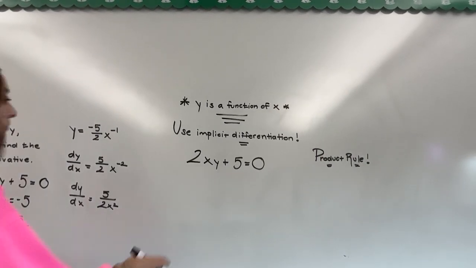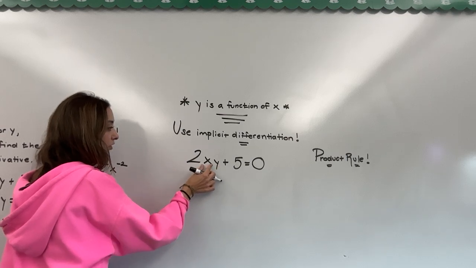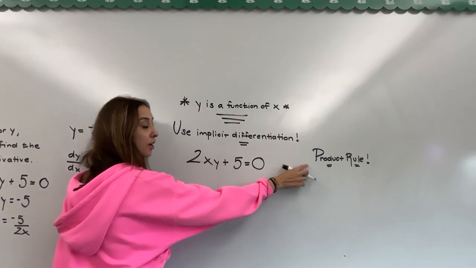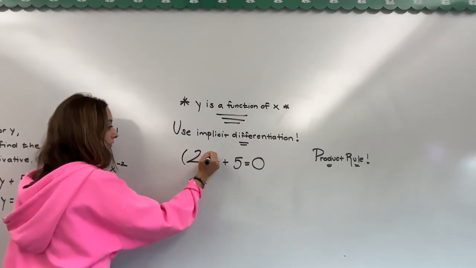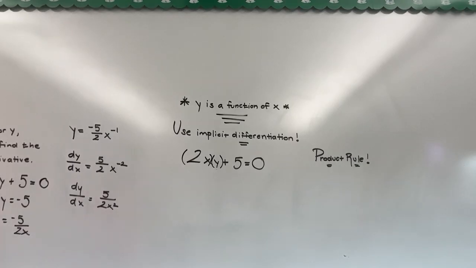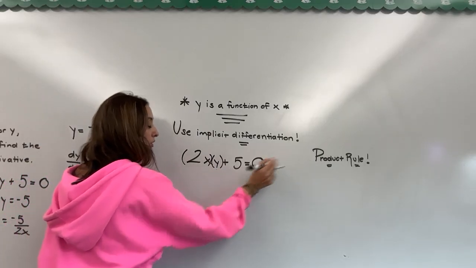So I can jump right in. But when I think of y as a function of x, I see I have a function x times another function in terms of x, which makes me think product rule. You're going to hear me say that 100 times today: y is a function of x. We see two functions in terms of x being multiplied, so we're going to go into product rule.